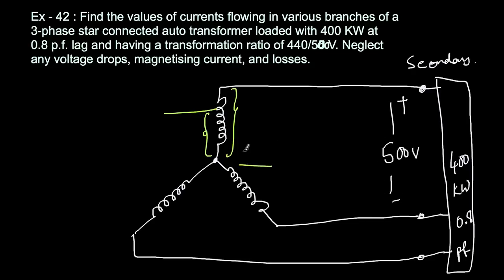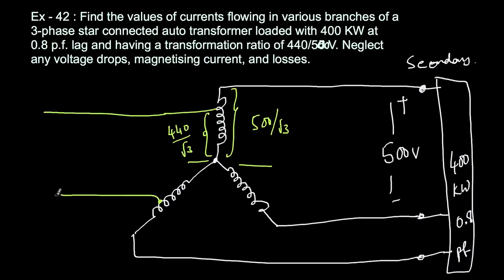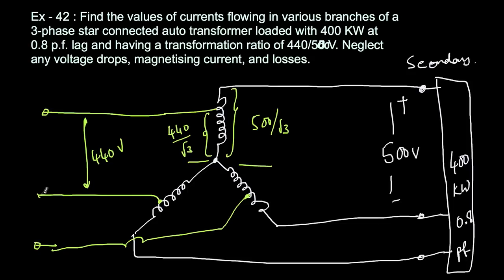Therefore this voltage will be 500 by square root of 3, and this voltage will be 440 by square root of 3. But then by the time I take this terminal out, and here also I take a tap, and here also I take a tap, this voltage will again come out to be line voltage, that will be 440 volts. So this is how it looks like.